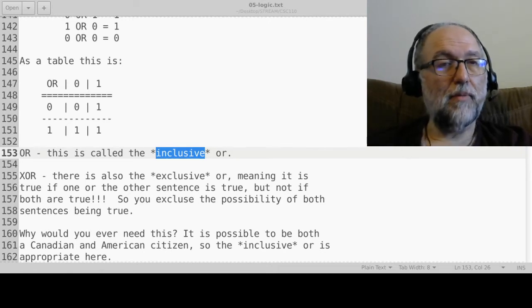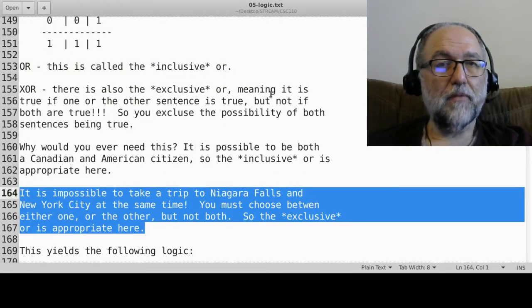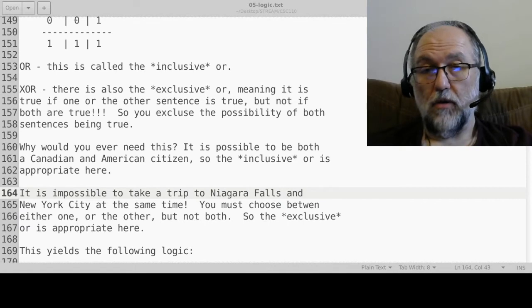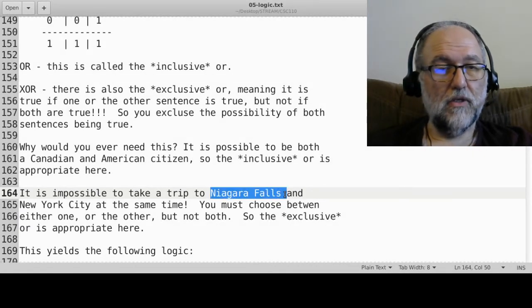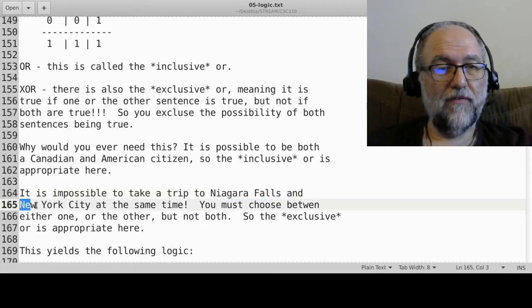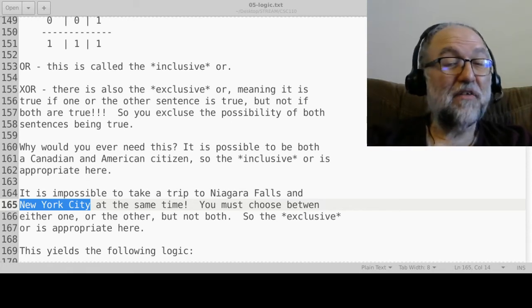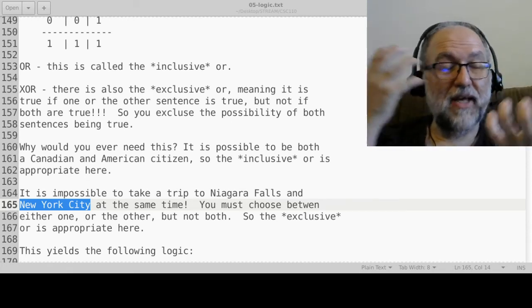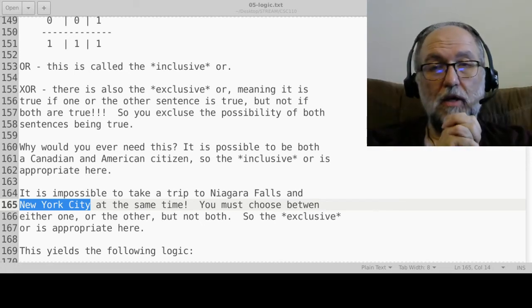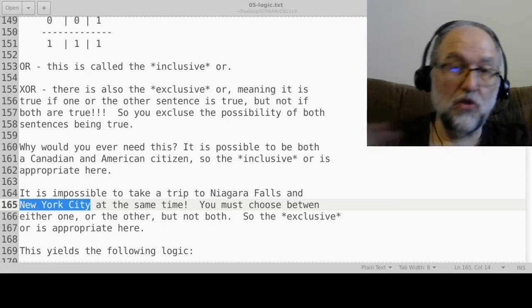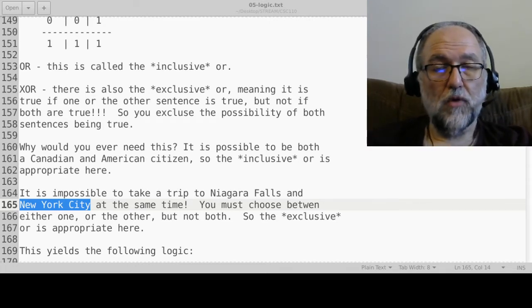But that's not always true. An example, probably a better example than citizenship, is this one. Suppose we're going to take a trip tomorrow, and I say, look, we can either go to Niagara Falls, or we can go to New York City for a day trip. But you can't do both. You can't be in Niagara Falls and in New York City at the same time. So if you say, okay, we're going to go to Niagara Falls, then you're automatically excluding New York City, and vice versa.